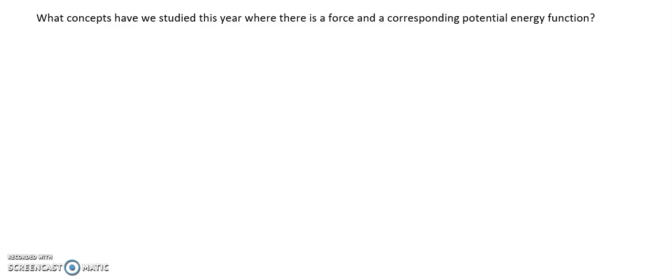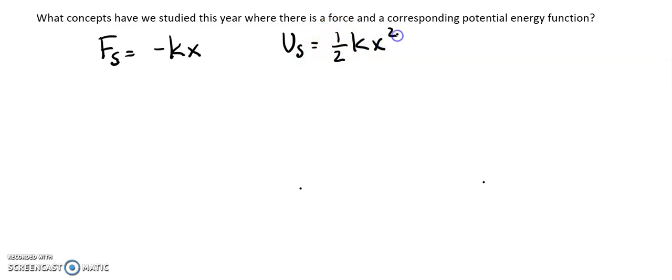Okay, so now that you've had some time to think about it, I'll go ahead and write down some that I thought of. So we have spring force, which is a great one, where the force is negative kx, and the corresponding potential energy function to go with it is 1/2 kx squared. To go from force to potential energy, you just take the negative integral of the force with respect to position.